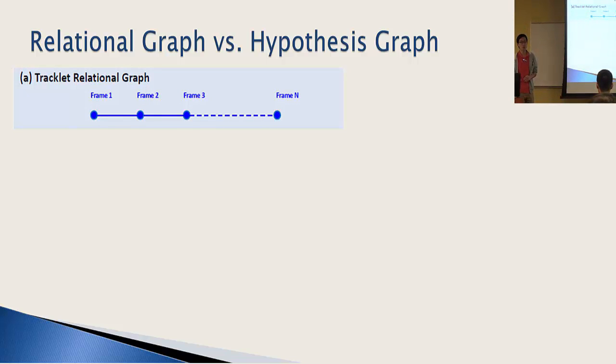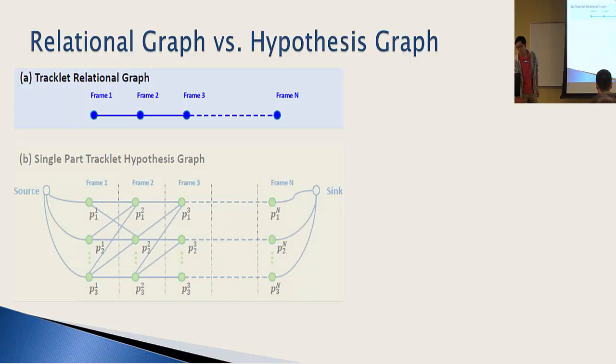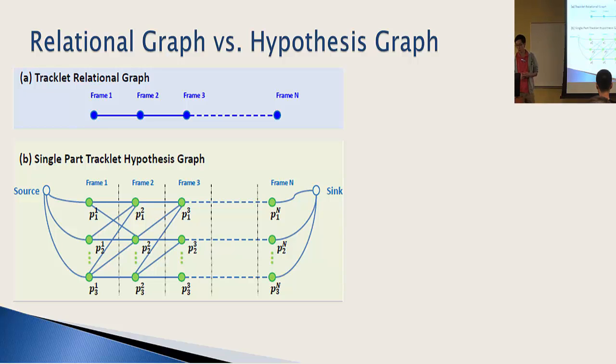There are several frames, and in each frame, each node represents one specific body part. And this is the corresponding checklist hypothesis graph, which means that for each body part, you have several hypotheses. For example, in frame 1, you have three part hypotheses for this specific body part, and also for frame 2, there are three hypotheses.